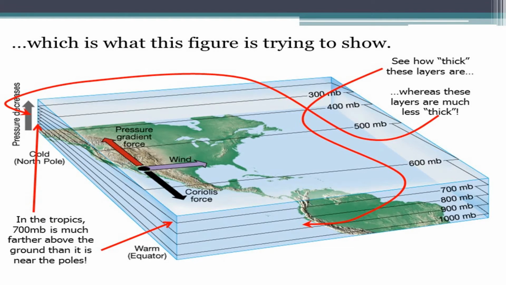And again, it's a little hard because you might think they're trying to illustrate perspective here, but that's not what they're doing. See how the layers are thicker? There's a bigger distance between, say, 800 and 900 millibars over in the tropical region, and they're closer together in the polar region. Again, they're trying to illustrate the thickness of the layers in this diagram. It's a little bit tricky because it's not the world's greatest diagram.